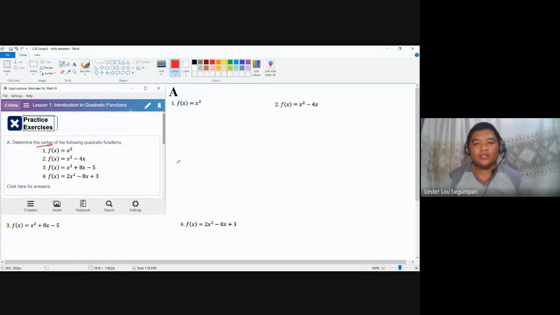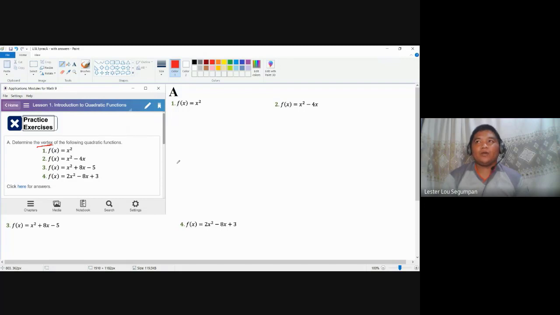Why do we need to determine the vertex? The answer to the question is this. We need to determine the vertex because when we graph quadratic functions, that is the main point where the direction of the parabola is changing. The vertex is also called the turning point of the graph. It is also the point where you could see the maximum and the minimum value for the values of the function. So we are going to determine the vertex first.